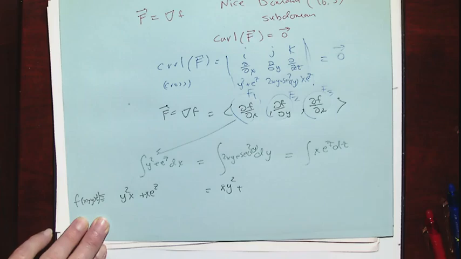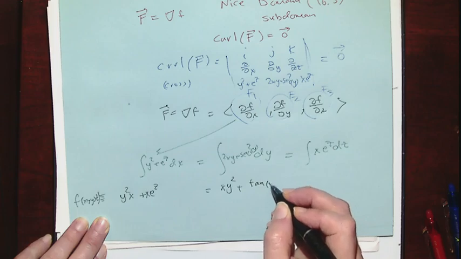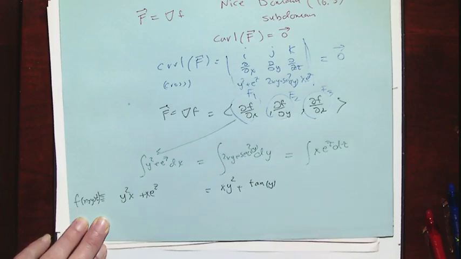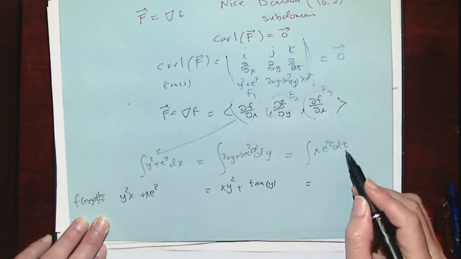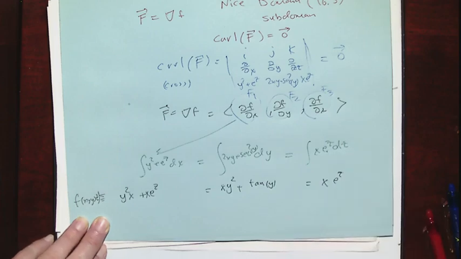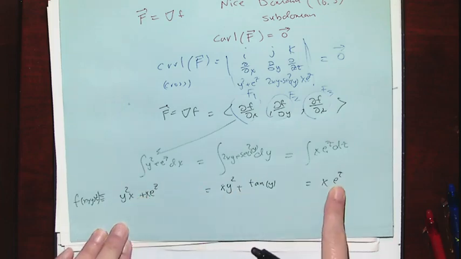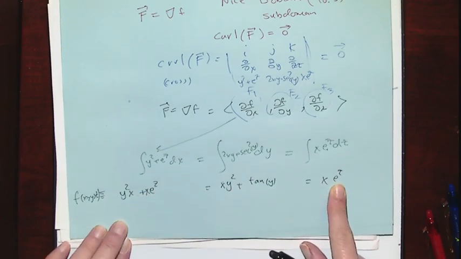What trig function's derivative is secant squared? Tan of y? Yeah. And then I would have over here the antiderivative of e to the z, which is e to the z. This has a very problematic piece. What's that? Yeah, that's what I'm saying. There's a problem in here. These are not the same thing, are they?